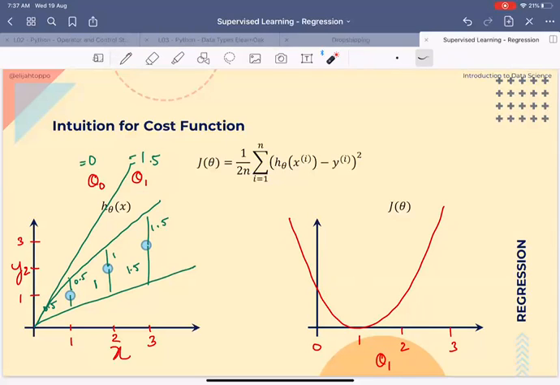If we have a curve, this is basically a minimum problem, right? I have a curve. I need to find the minima of this curve. And I know the equation of this curve.